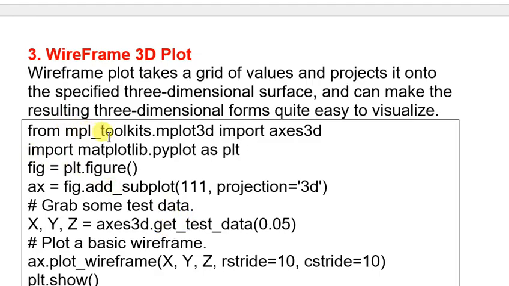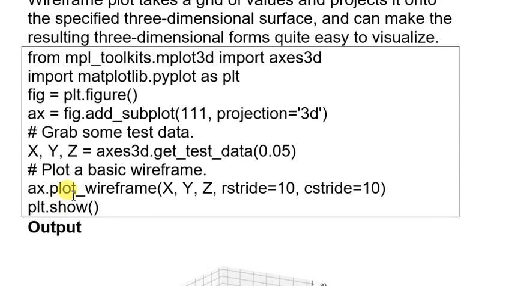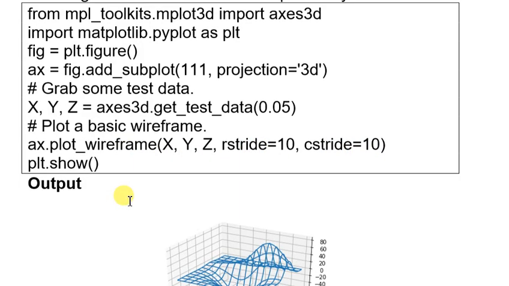From mpl_toolkits.mplot3d import Axes3D, import matplotlib.pyplot as plt, plt.figure. Okay, graph some test data: x, y, z equals test data 0.05. Plot a basic wireframe: ax.plot_wireframe(x, y, z, rstride=10, cstride=10), plt.show.